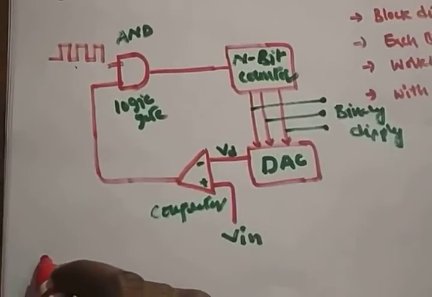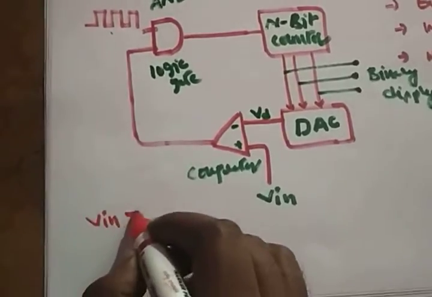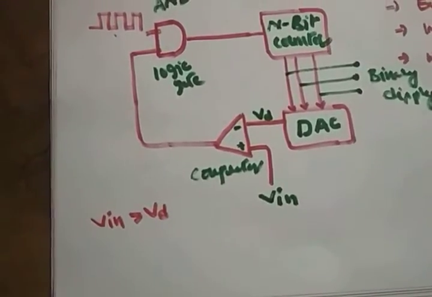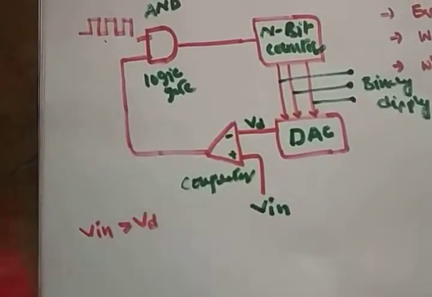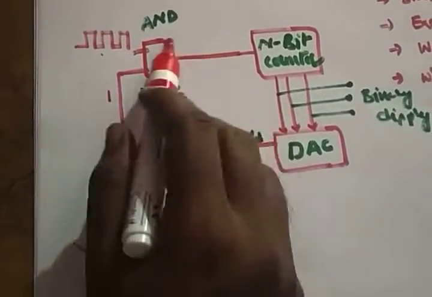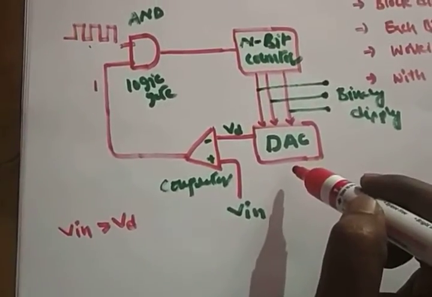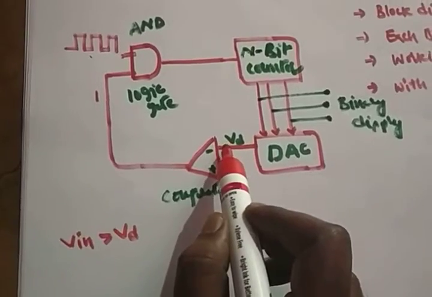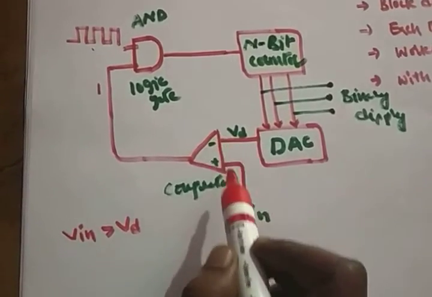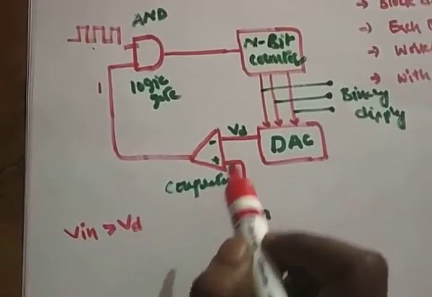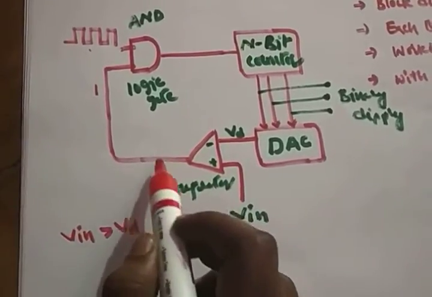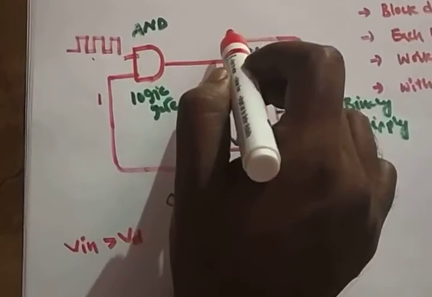When Vin is greater than VD, the comparator generates the set signal, that is a 1. If both are high, there will definitely be an output from the AND gate. Then the counter will count, and the output of the digital to analog converter is again fed to the comparator. The comparator checks whether the input is high or not. If it is low, the output is 0. If there is no output from the AND gate, there is no counting.